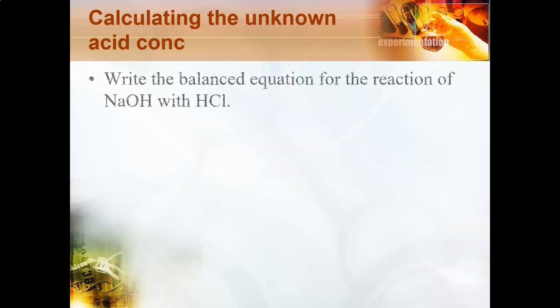So once you've done that, you'll do the titrations the same way you did before, to a nice pale pink endpoint. Once you've done that, you're in the position of being able to calculate the concentration of the unknown acid. So first you need to write the balanced equation for the reaction of NaOH with HCl. It'll be similar to the one that I wrote for NaOH with KHP.